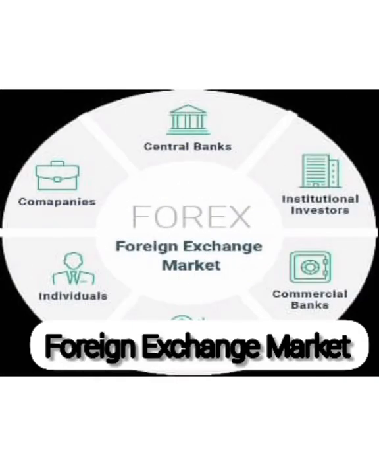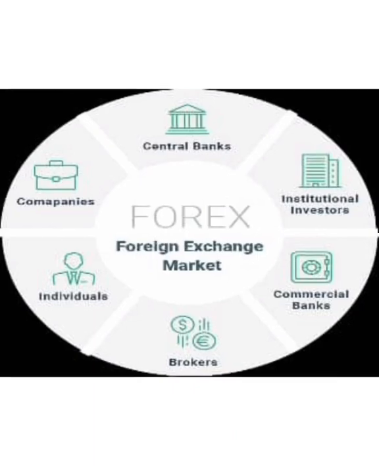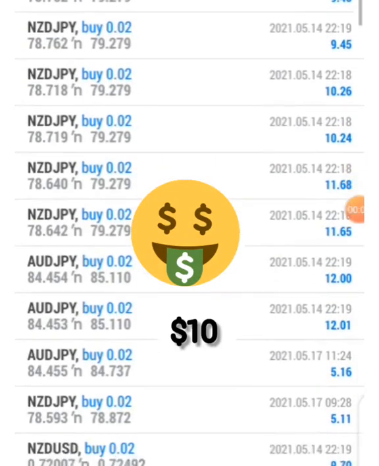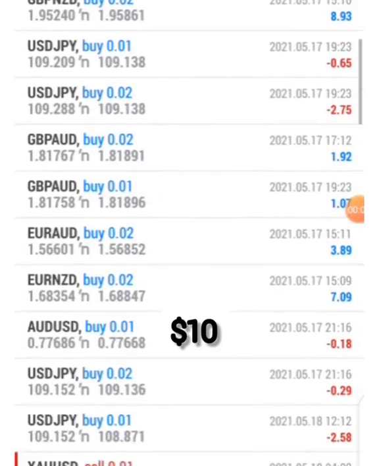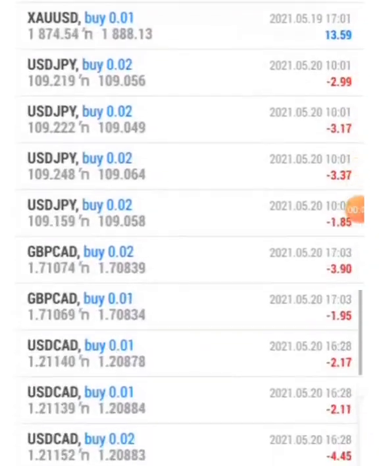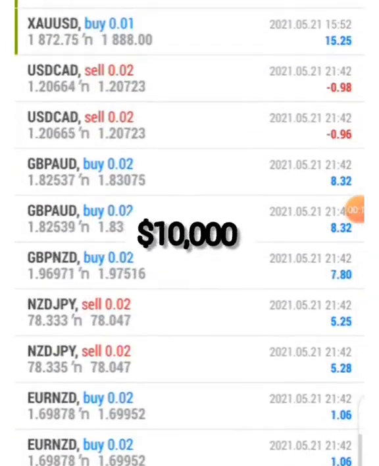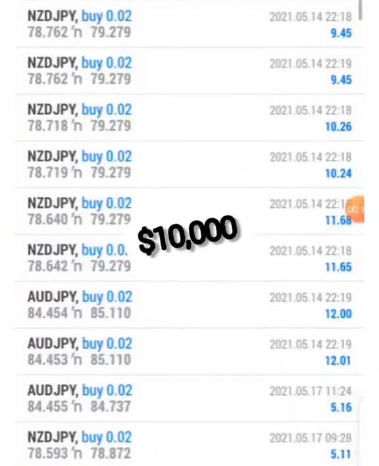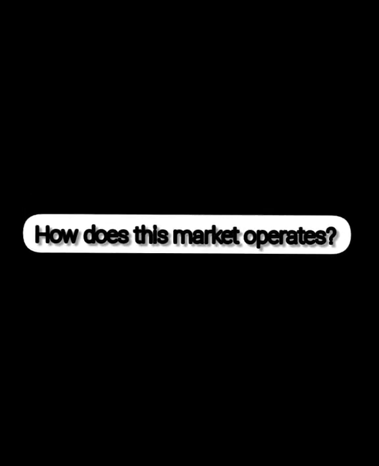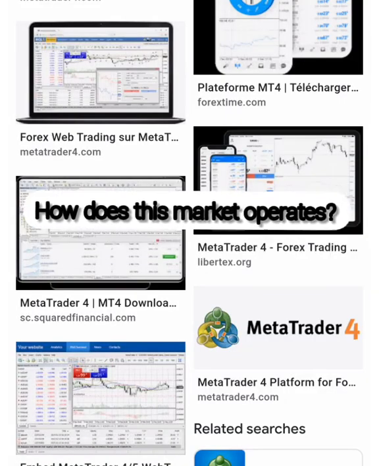So lastly, but not the least, we have brokers. A broker is someone that gives us access into the foreign exchange market. We can create an account through a broker, and with the little capital we have, let's say $10, we can invest in the market and we start trading. Note that in the foreign exchange market, for you to go directly, you must have at least 10,000 US dollars. But since we don't have this money, we pass through these brokers and we enter the market. So that's it.